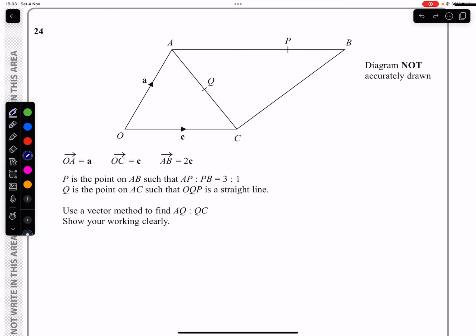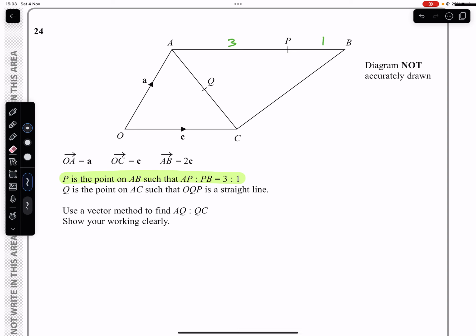Question 24. We've been given a diagram that involves some vectors, some of which we've been given in the diagram that we can see from the question, like little a, little c, and 2c, all representing the following vectors that I've shown on the screen. We've also got this point P dividing the line A to B in the ratio of 3 to 1, which I'm just going to add there for now.